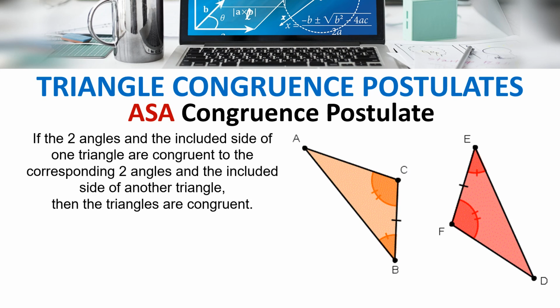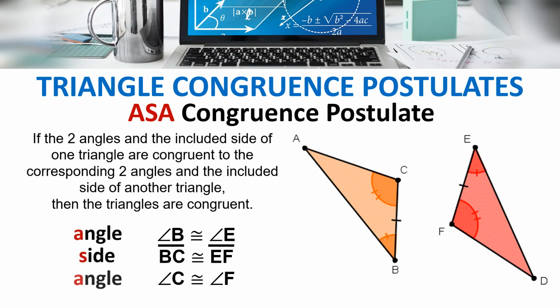Ayan. So, in this case, ayan, based on the markings, we could list down the congruent corresponding parts. So, we have angle B is congruent to angle E. And then line segment BC is congruent to line segment EF. And then angle C is congruent to angle F. Okay? So, yan. Ano mapapansin nyo? Angle, side, angle. Okay? Kaya ASA. So, based on this postulate, we could conclude that triangle ABC is congruent to triangle DEF.